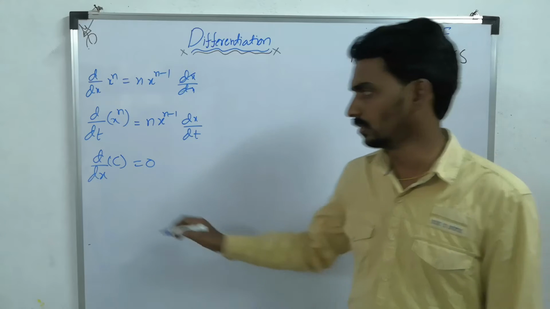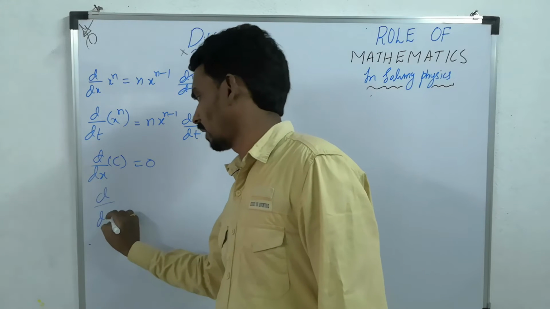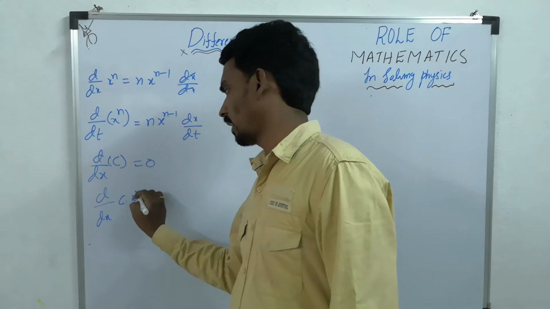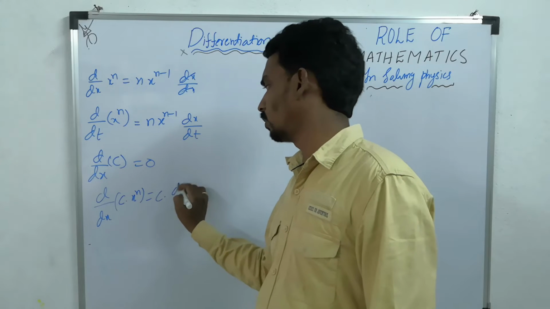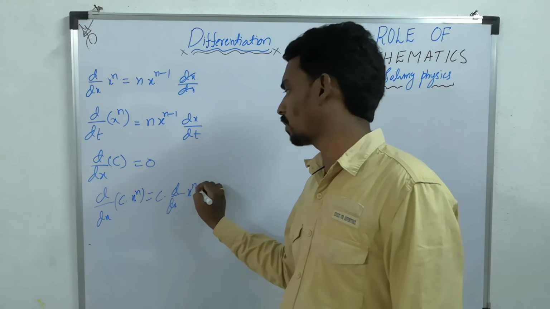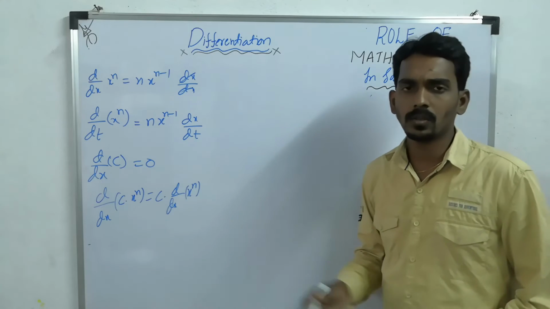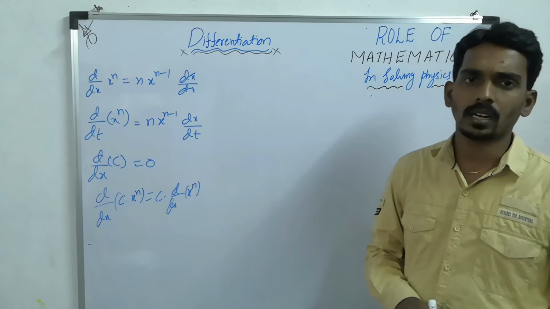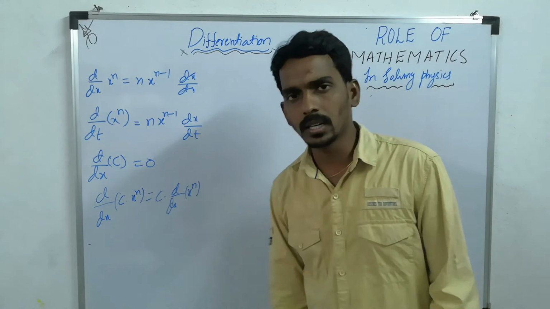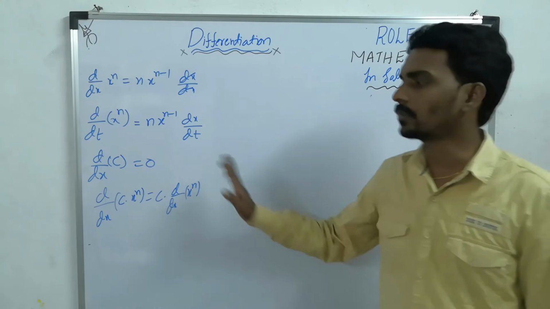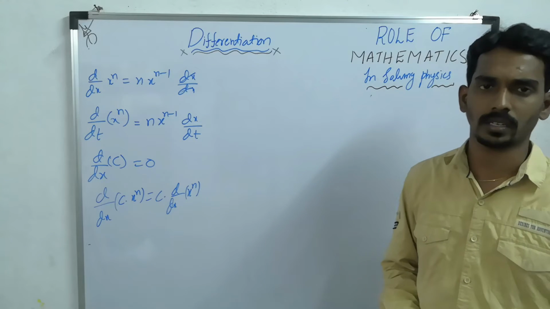Change. Now d by dx of some constant times x power n is c into d by dx of x power n, because you will take the constant out of the differentiation, you will eliminate it from differentiation because it is a constant.